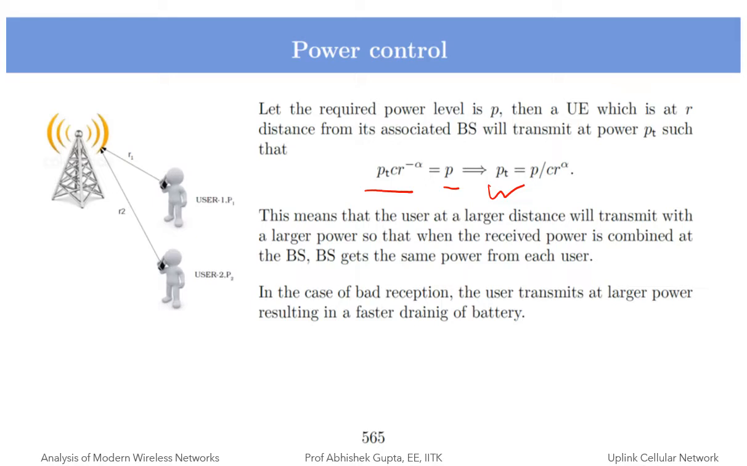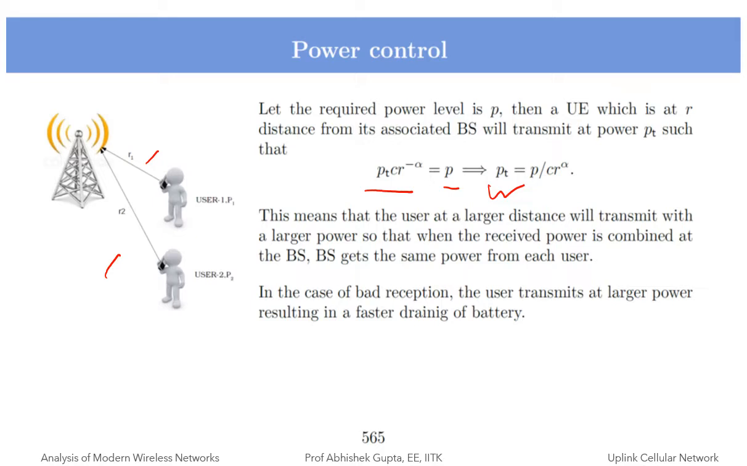This means that if R is more, then the transmit power will also be more. And if R is less, it means the serving base station is close to the UE, then the required transmit power will be less. Okay, so in this figure you can see user 1 is close and user 2 is far away. So user 2 will be transmitting at a higher power so that the received power at the base station from both of the users is the same.